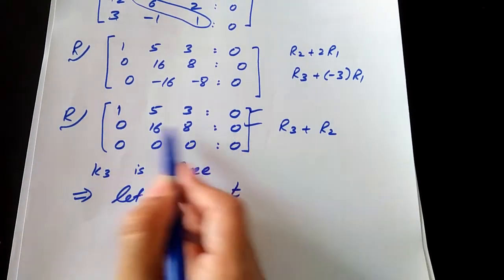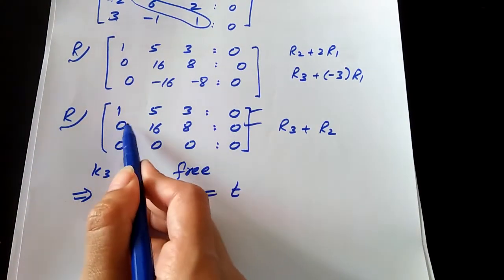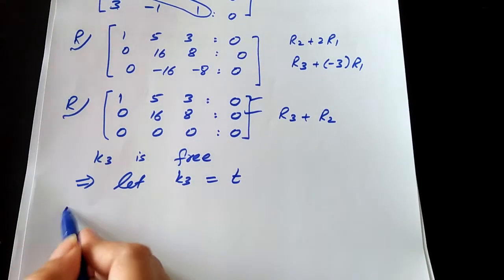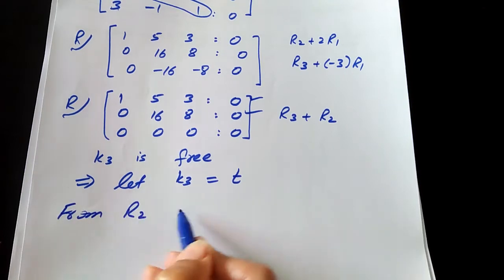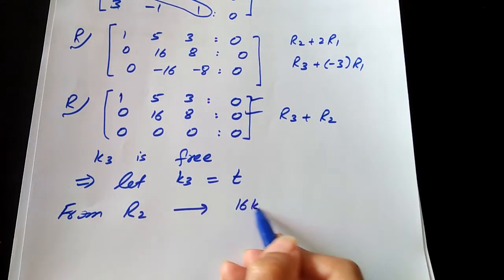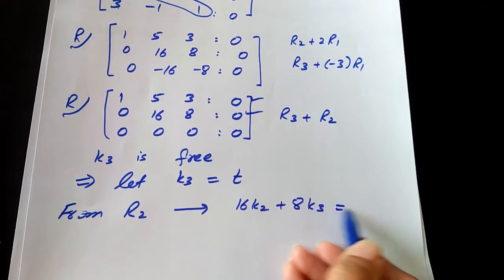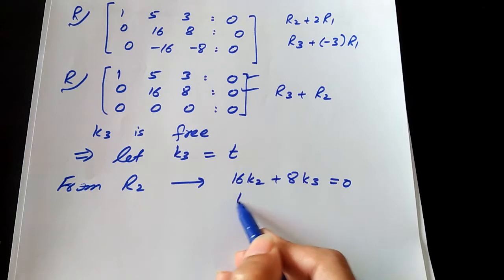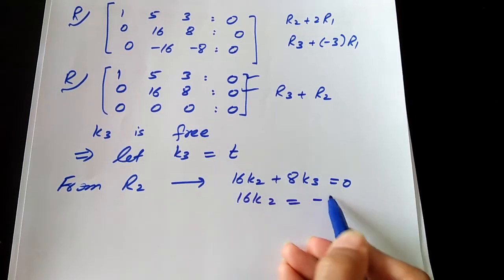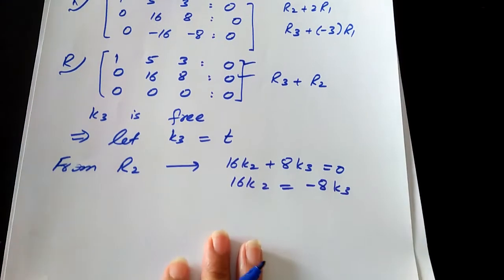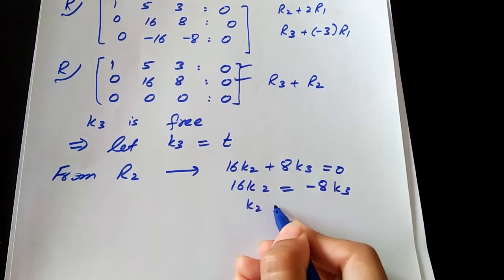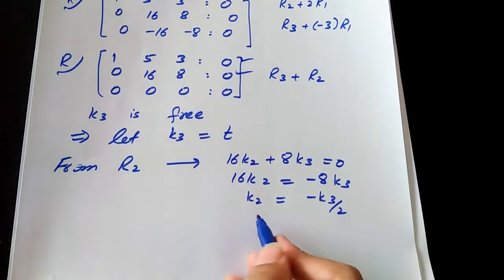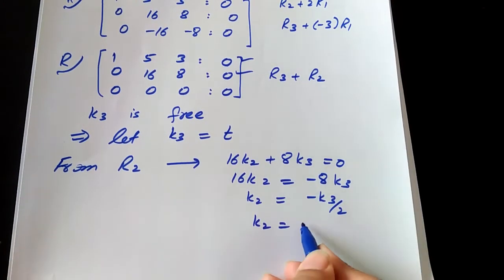Now from the second row, what equation can you get? 0K1 plus 16K2 plus 8K3 equals 0. From R2, what can you write? 16K2 plus 8K3 equals 0. So now 16K2 equals minus 8K3. You are basically separating the value for K2. So K2 will be equal to minus K3 over 2. And you know what K3 is: K3 is your t.